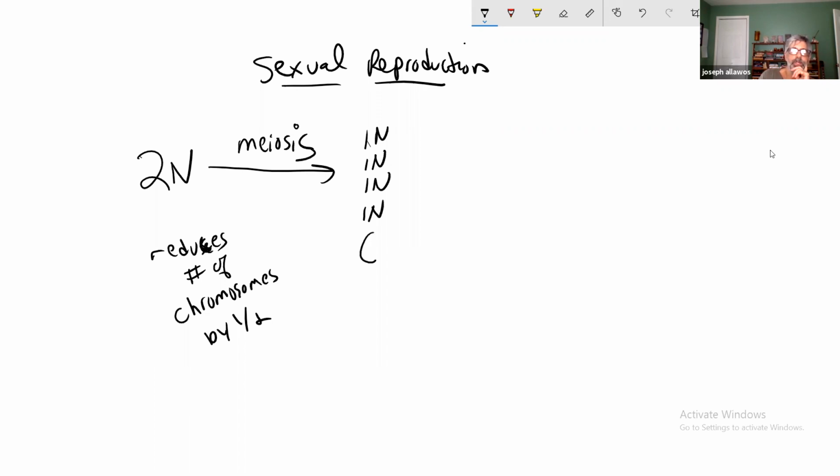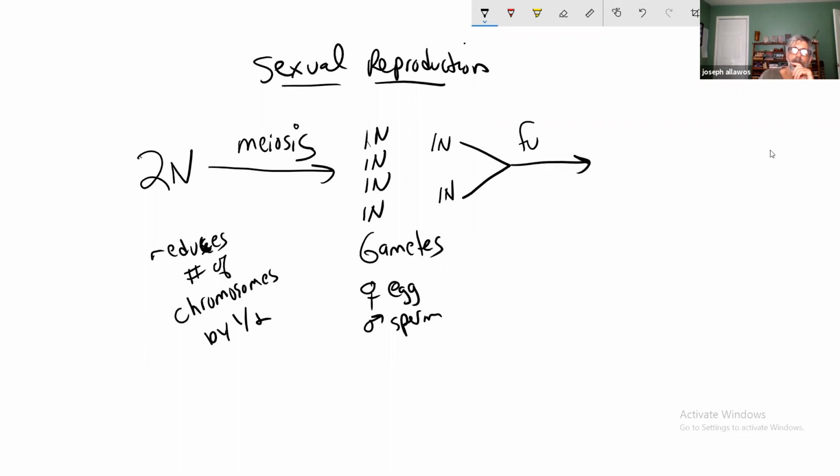What are these cells? We call them gametes. And if you're female, it's an egg. The gamete is an egg. And if you're male, it's a sperm. So the products of meiosis are gametes, and they can be sperm or eggs. What do gametes do? By definition, they fuse together to form the first cell of the next generation called the zygote. Okay?